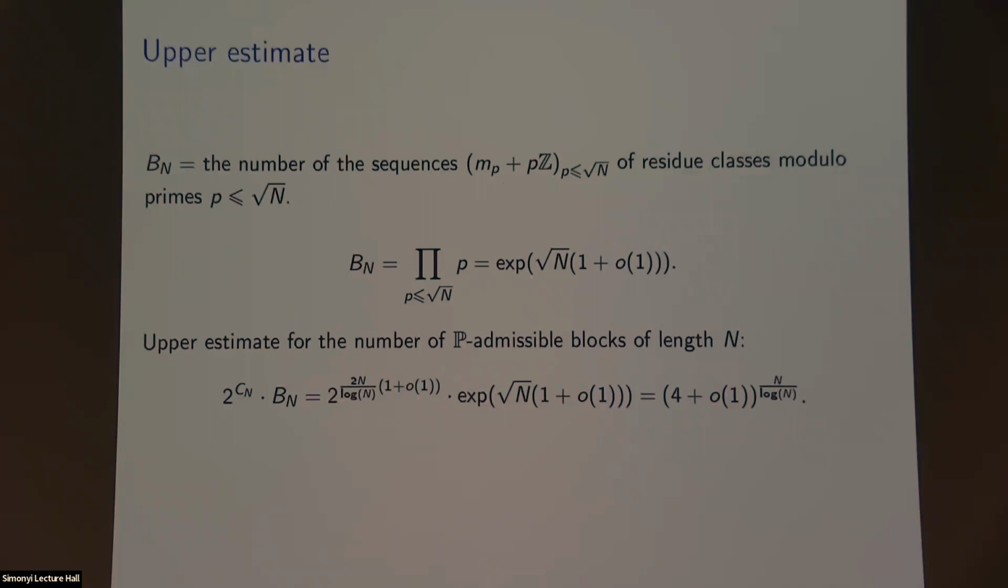This is an upper bound for the complexity of the p-admissible shift, and at the same time the complexity of the prime shift, because the number of blocks appearing in the prime shift which are not p-admissible is small. They are on the initial blocks, so they have no influence on the complexity.